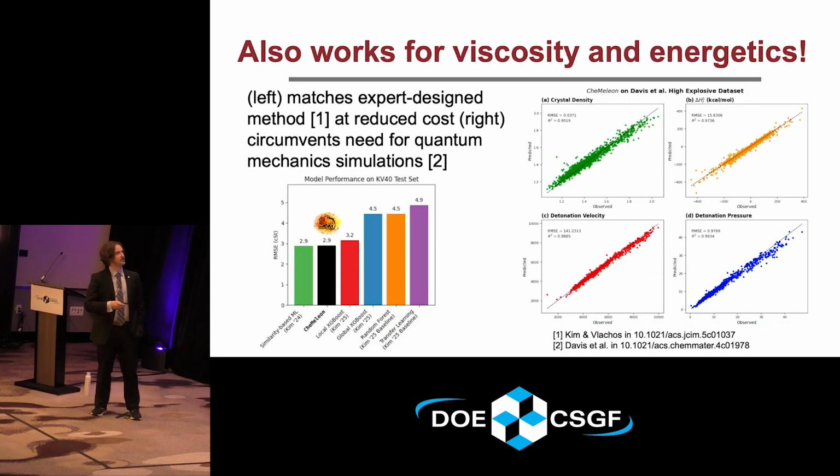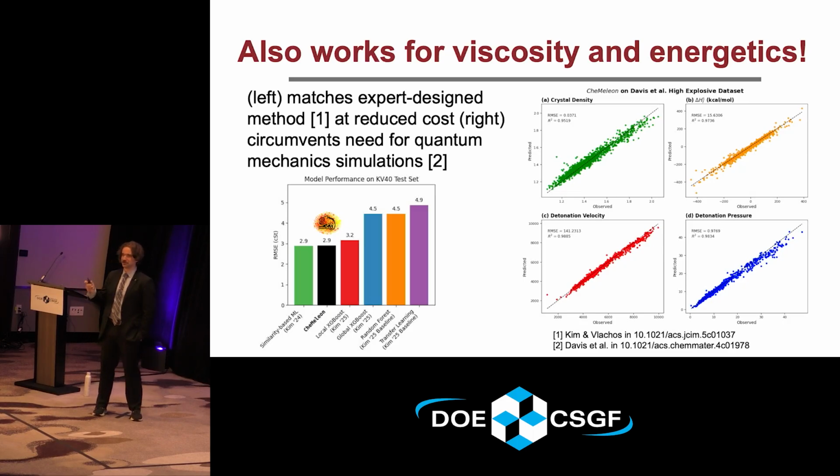A couple more examples, maybe more relevant to some people here. This is just another very straightforward case where Chameleon matches this similarity-based machine learning technique for predicting, in this case, I think it's viscosity for some bio-derived lubricants. On the right here is reproducing the best possible result for predicting some high explosive, so energetic materials properties. I include this one because crystal density is very much a 3D property. You need to understand how the molecule packs together within the crystal in order to successfully predict this.